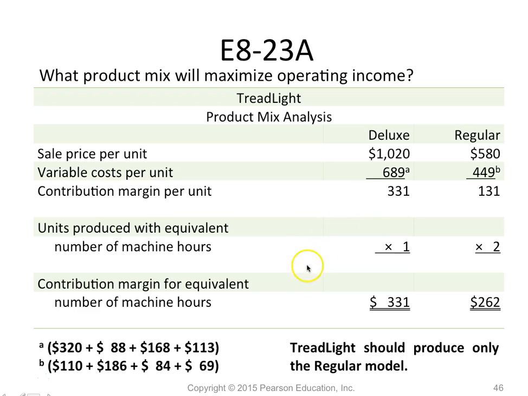And so we have to find the total variable cost, and the contribution margin can be calculated. Units produced with an equivalent number of machine hours is 1 for one and 2 for the other, so the contribution margin for an equivalent number of machine hours is 331 for the deluxe version and 262 for the regular version.